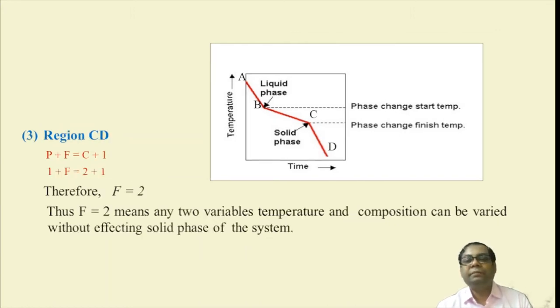without much change in the liquid plus solid phase of the system. And the third region, that is the ultimate lower region, on the right hand side, from C to D. What exactly is going on? That is P equal to 1 and C equal to 2. So obviously there are two different variables. F equal to 2 means that two variables, that is temperature and composition, can be varied without affecting the solid phase of the system.